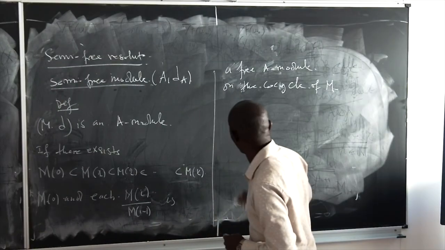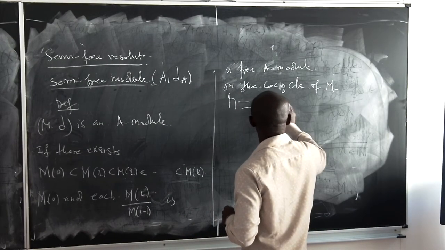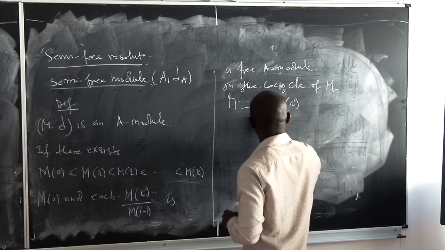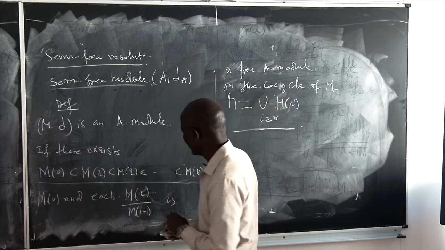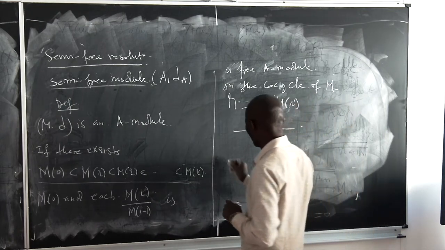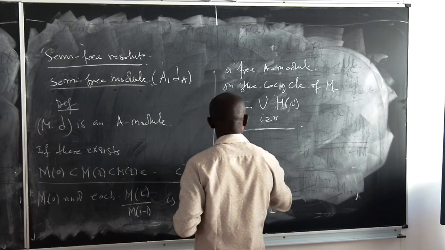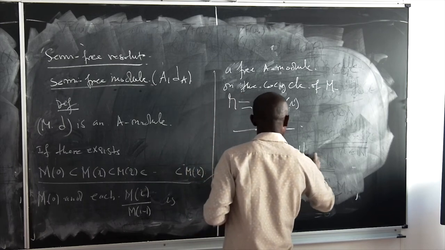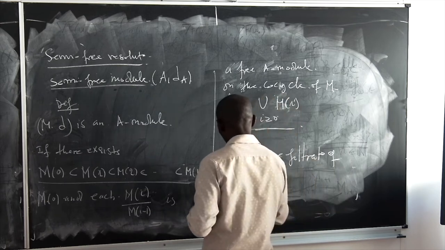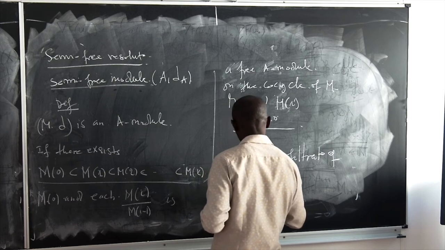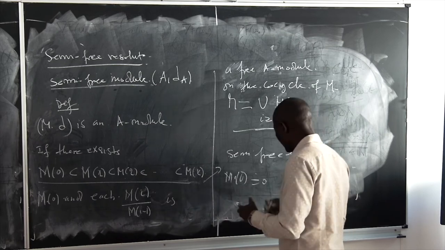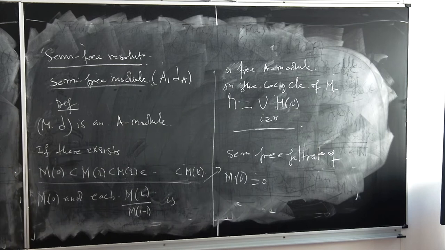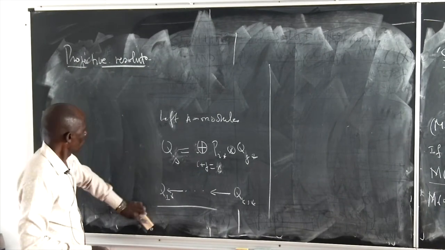And so that M is equal to the union of the Mi. This sequence is usually called a semi-free filtration of M. If in addition we have M0 equal to 0, the semi-free filtration is called a Hausdorff semi-free filtration, Hausdorff like the Hausdorff topology.